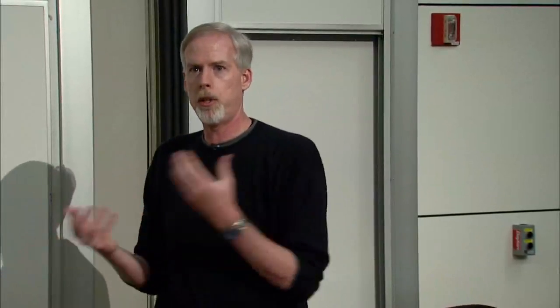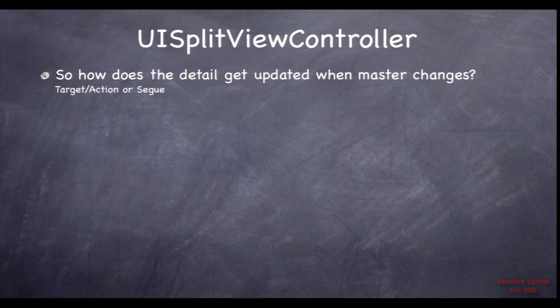So you've got the master and you've got the detail. The master is called the master and the detail is called the detail because usually you're clicking things in the master and the detail is showing you the details of what you're clicking, right? That is 99% of the time you use split view. So how does that detail get updated when something changes in the master? And the answer is there's two choices. One, simple target action, okay?